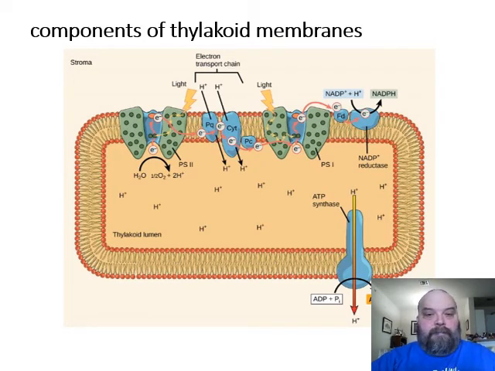So when you look at it, things to keep in mind over the next couple of lectures: photosystem 2, photosystem 1, an electron transport chain, and then over here, our friend ATP synthase.